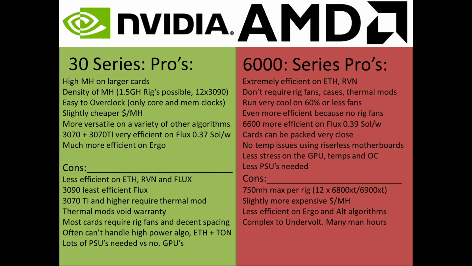Another con, the 3090 is the least efficient card on Flux, by a long shot. It's terrible. The 3090 is just all round a terribly inefficient card. Yes, it does have the highest performance in terms of megahash on pretty much every algorithm. So if you have really cheap electricity, it might be better. And if you don't have a lot of time to put rigs together, you want to spend the minimum amount of time possible, 3090s are a good option.